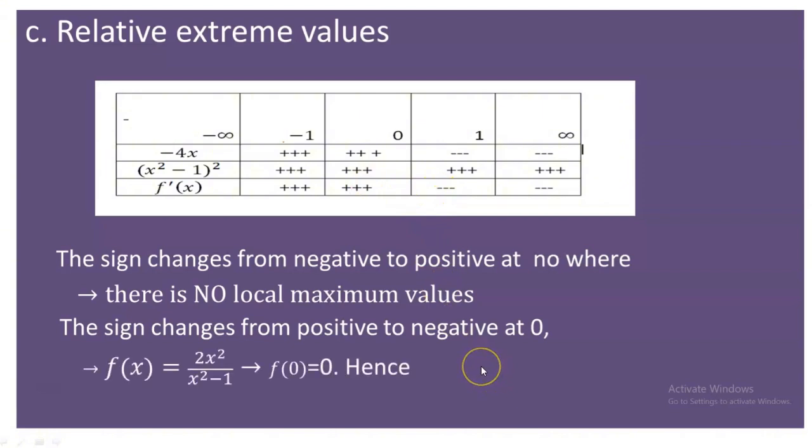Because of this, f at 0, your function was f of x equals x squared over x squared minus 1. So f at 0 is going to be 0, right? So 0 is going to be our minimum value, right? 0 is our minimum value, our maximum value, sorry.